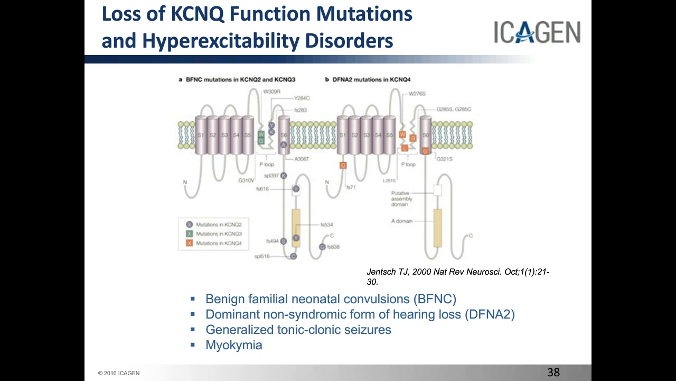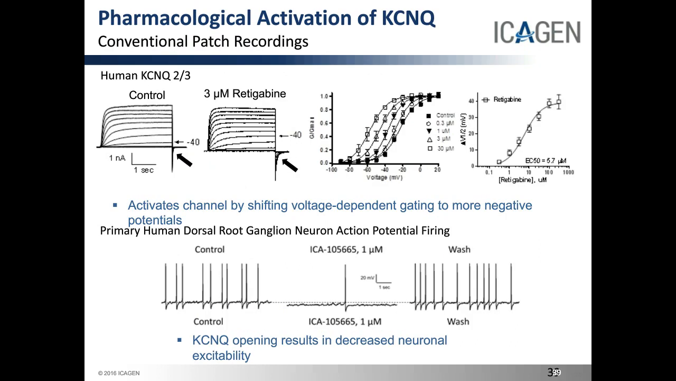And currently there are KCNQ openers on the market, one of which is Retigabine. So this compound is effective at opening Q2/3 as well as KCNQ3/5 channels. And this slide is just giving you some information of how a KCNQ opener works, what the mechanism of action is. So these are conventional patch recordings of human KCNQ2/3 expressed in a CHO cell line.